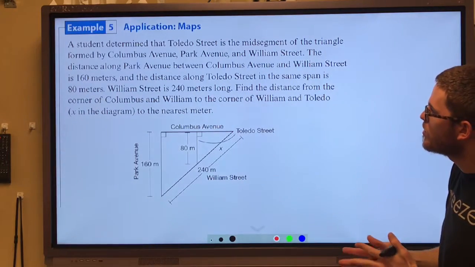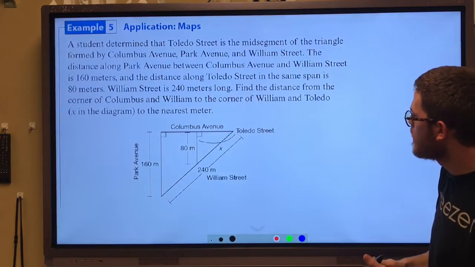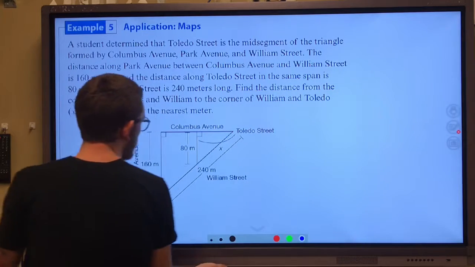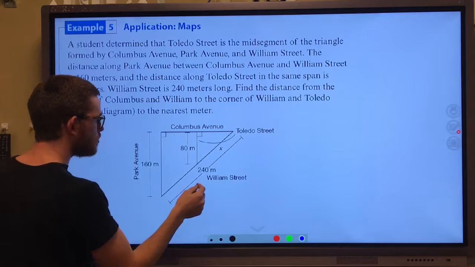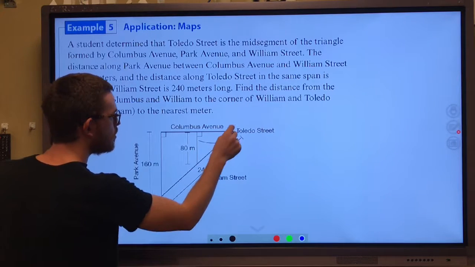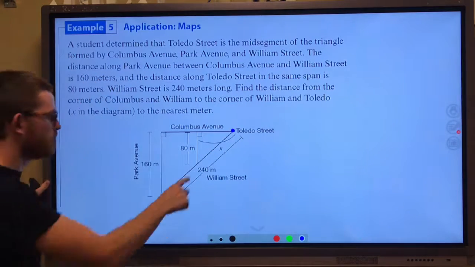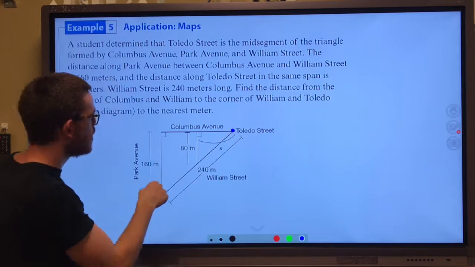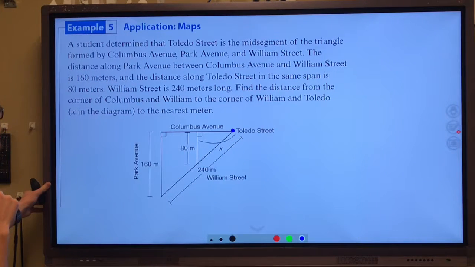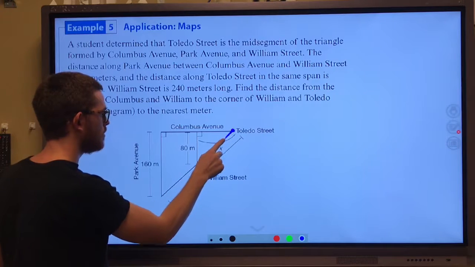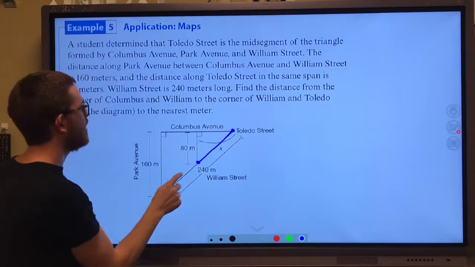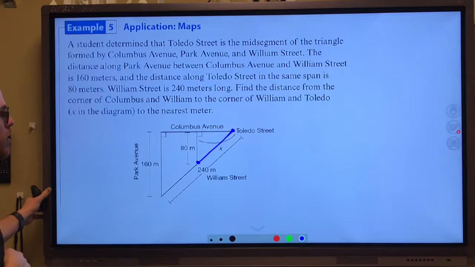Find the distance from the corner of Columbus and William. They're saying Toledo Street's right there. All right. I see what they're saying. So the corner of Columbus and William to the corner of William and Toledo. Find that distance right there to the nearest meter.